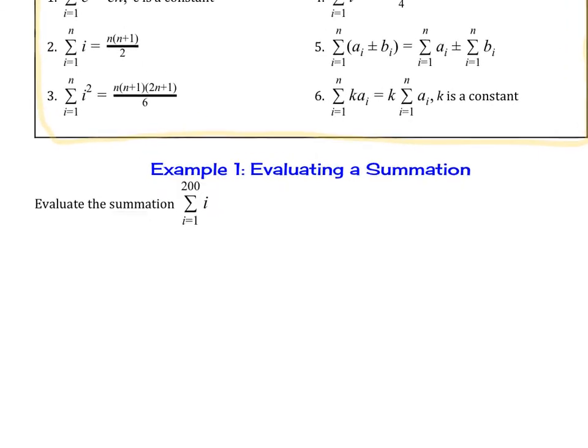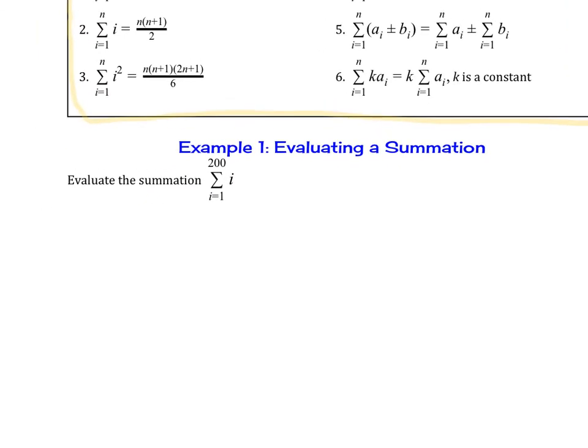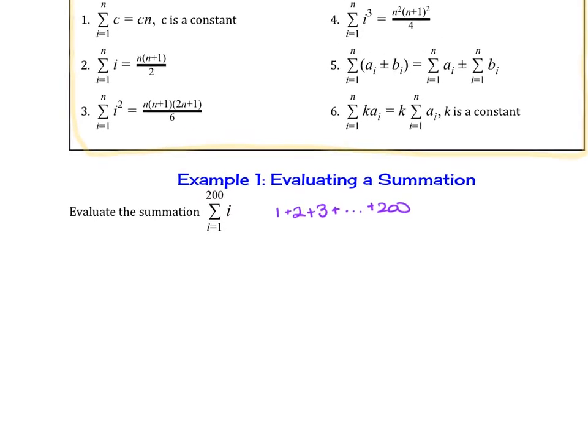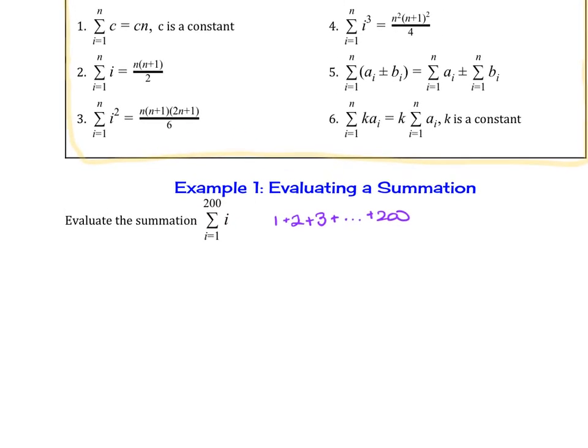So let's evaluate this summation. Evaluate the summation of the first 200 terms. And so remember what this looks like is we would start at 1, and then you do the next term, plus 2, plus 3, plus, all the way to 200. So instead of doing that by hand, we can use the formula. So it's just this equation here. So we can use this.